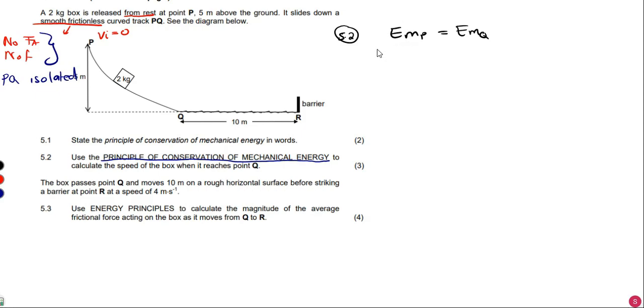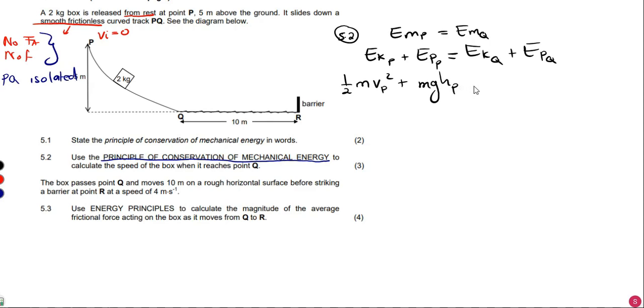Remember that the mechanical energy is the sum of the kinetic energy at point P and the gravitational potential energy at point P, which must equal the sum of the kinetic energy at Q and the gravitational potential energy at point Q. Remember, this is half mv squared, the velocity at P squared, plus mg times the height at P, which equals half mv squared, the velocity at Q squared, plus mg times the height at Q.